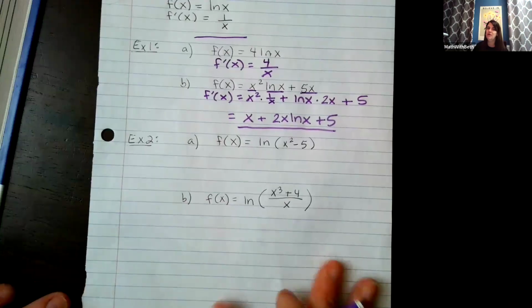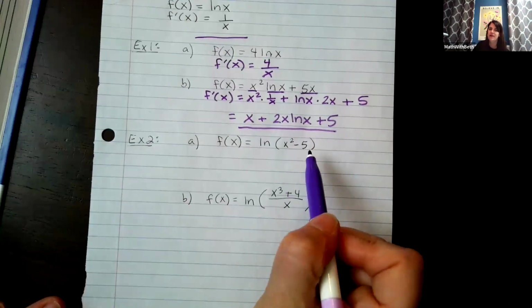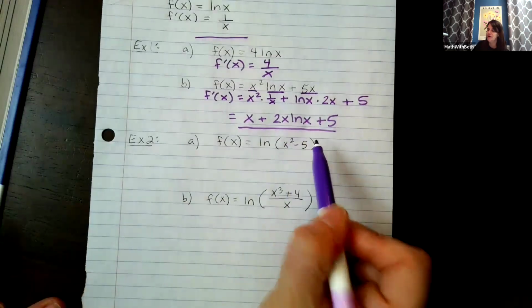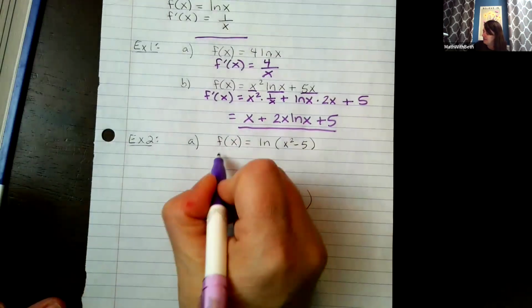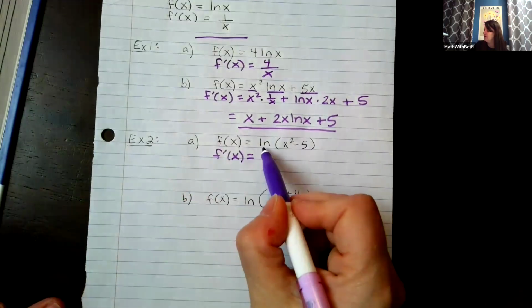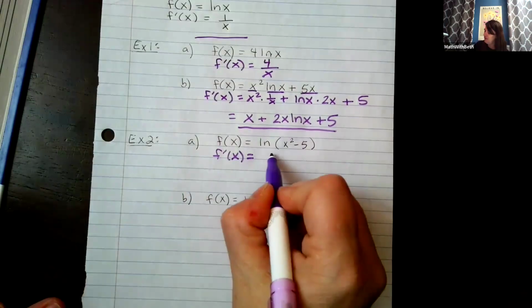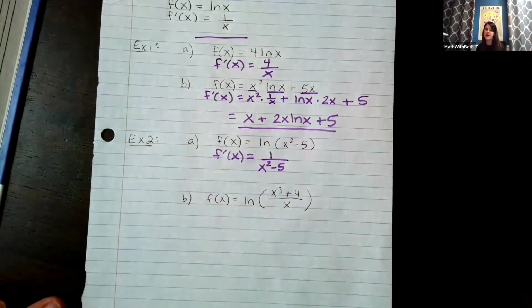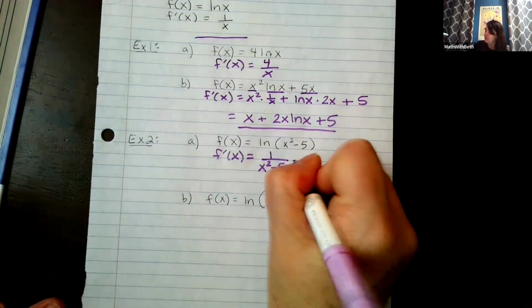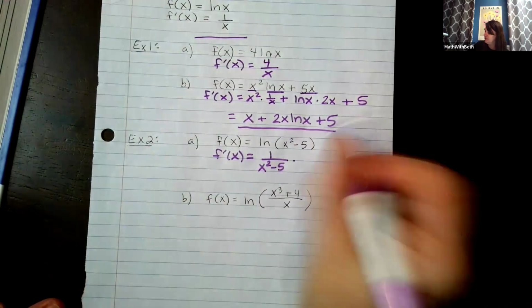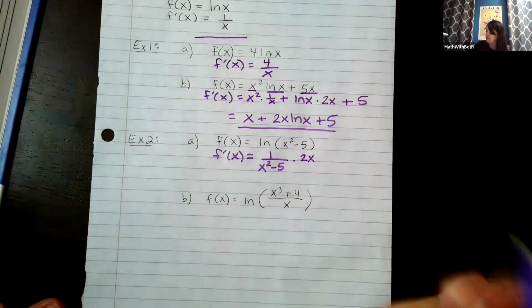For the next one, we now have the chain rule happening because instead of just ln x, we have another function here. So we have a function inside of a function. So, chain rule. What is the derivative of ln of something? Well, it's 1 over that thing. But now because of the chain rule, I also need to multiply by the derivative of what we were doing. So that would be 2x.